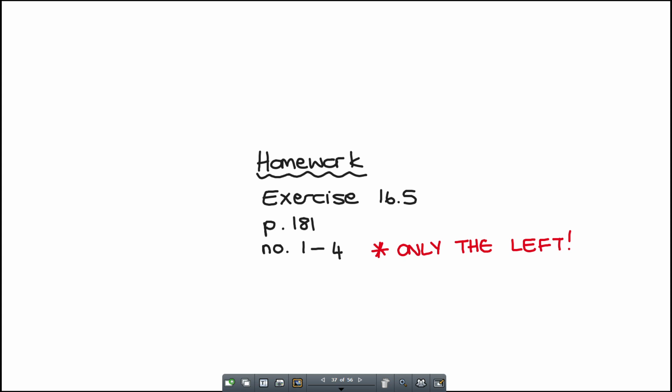Grade exercise 16.5, but only the left-hand side. Right, so let's quickly see.